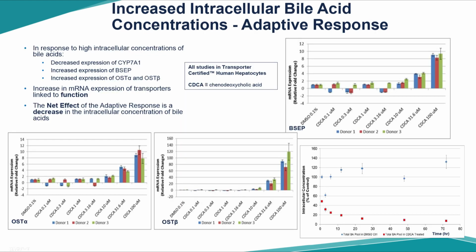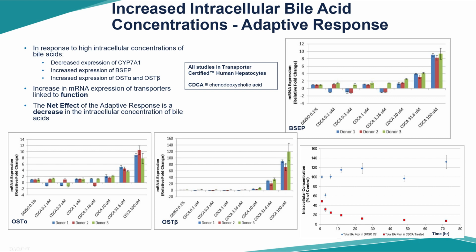And so we wanted to look at what we call the adaptive response, and how the hepatocyte responds to these higher concentrations of bile acids. When we started doing these studies, we looked at many different transporters. When we increased the intracellular concentrations of bile acids, we saw decreased expression of CYP7A1, which is the enzyme responsible for synthesizing these bile acids.